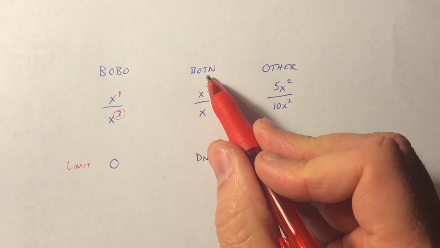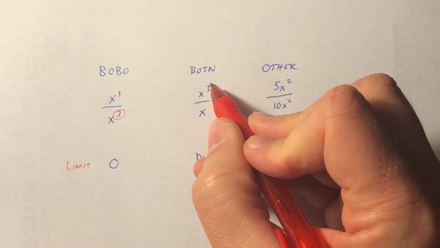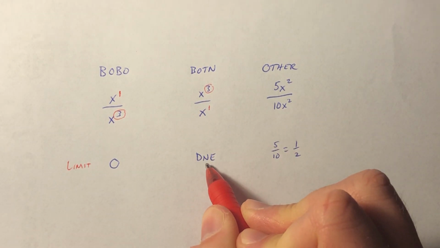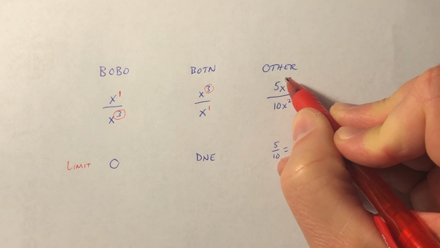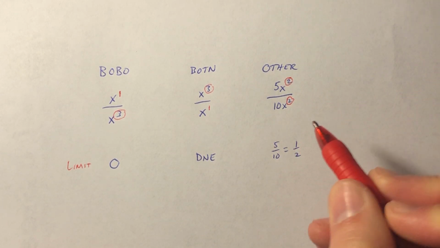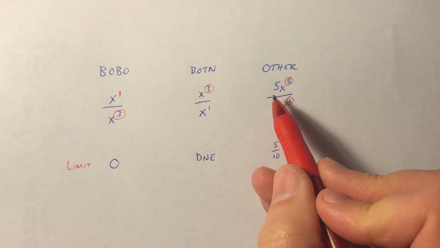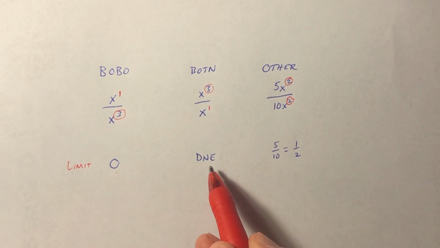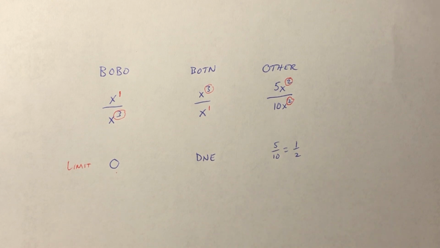BOTN, bigger on top, nothing. So here's your 3, here's a 1. See how we're bigger on top? Nothing. So your limit does not exist. And then the other, what happens when they're the same, what you do is the dividing technique. So 5 divided by 10, and you get 1/2. So this would be your limit in those scenarios.